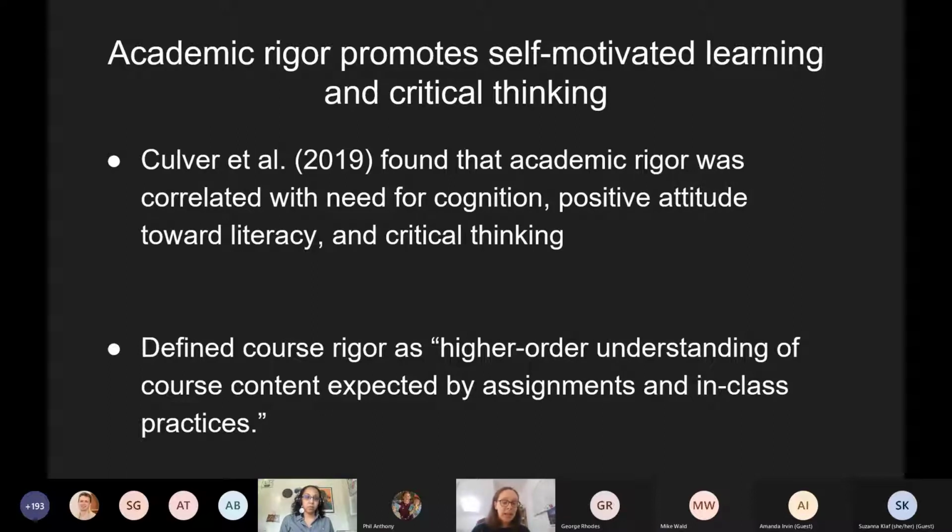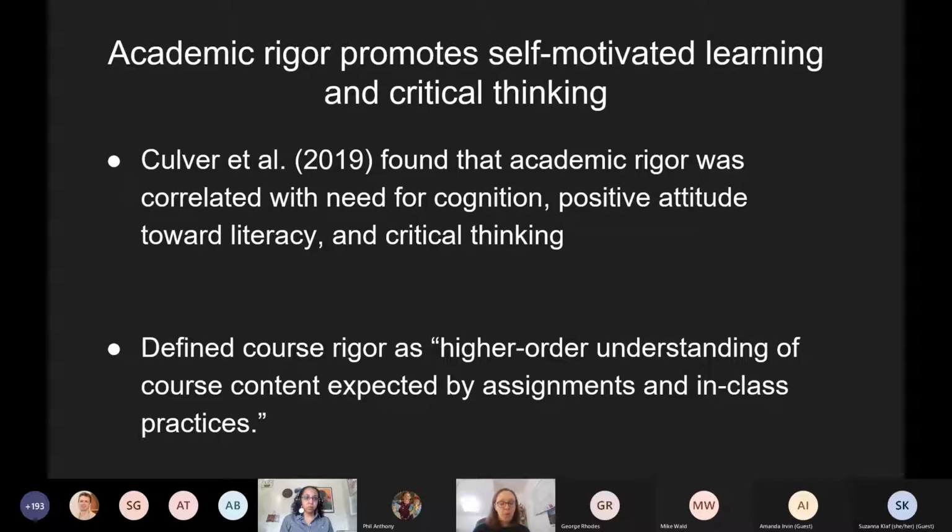And they found that classes that used more rigorous practices, and I'll get into what they mean by that in a moment, correlate with what they were calling intellectual growth, right? And this included the need for cognition, this idea of the need to be challenged intellectually, positive attitude toward literacy, right? A positive attitude toward the skills of our discipline, and critical thinking. With some evidence that these more rigorous classes had a stronger effect on first generation college students in particular, right?